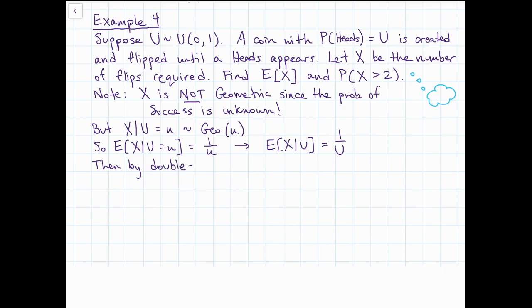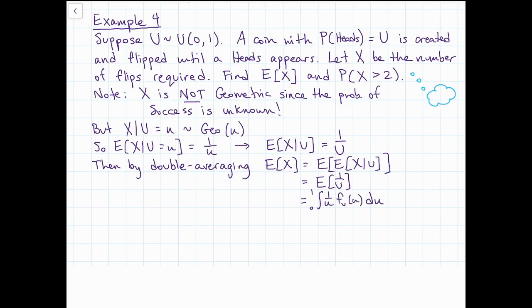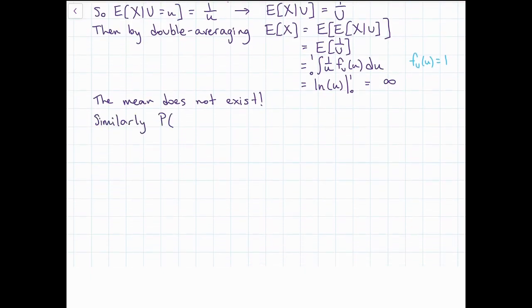So because of that, we can use double averaging to find the unconditional expectation of X as E of X given U. Well, that's E of 1 over U, and that's the integral of 1 over u f of u du. And notice if we have a uniform 0-1, that probability density function is just 1. That makes it really easy to integrate. So that gives us ln of u evaluated at 0 and 1. But that actually turns out to be infinity. The mean of this random variable does not exist. That integral diverges. That's kind of weird. So it's definitely not geometric because the mean doesn't exist.